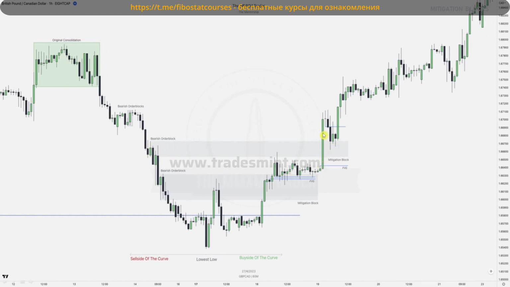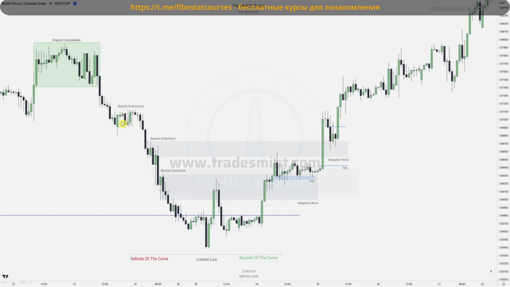And then what happens inside this area? We form another fair value gap. So we have another array which is formed inside that bearish order block, creating a mitigation block for their smart money positions. So here they were in sells, and now they can convert their sells into longs in that same area.